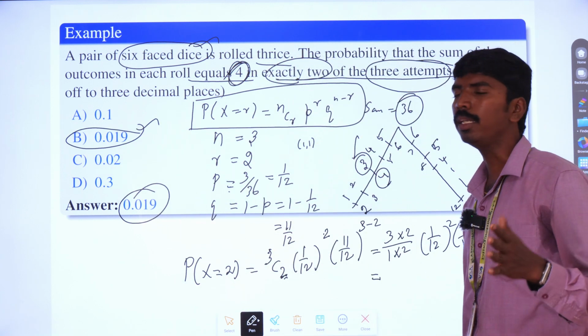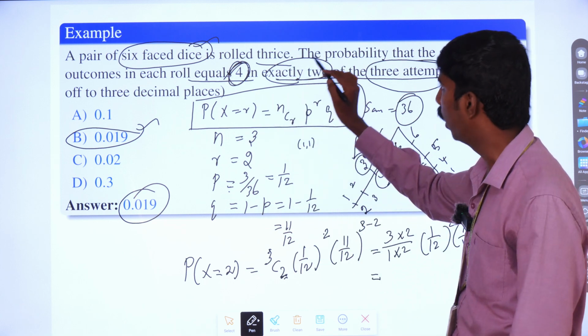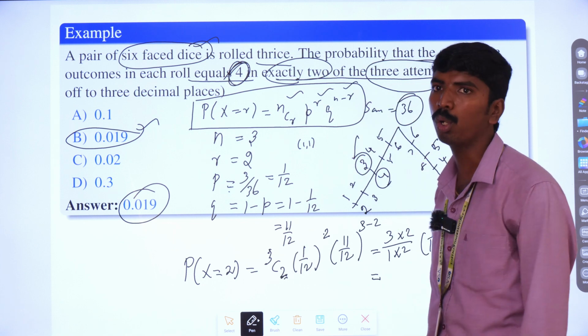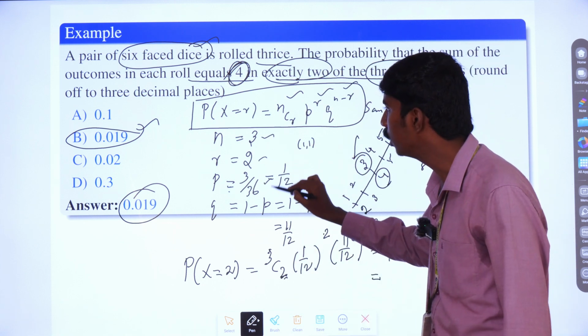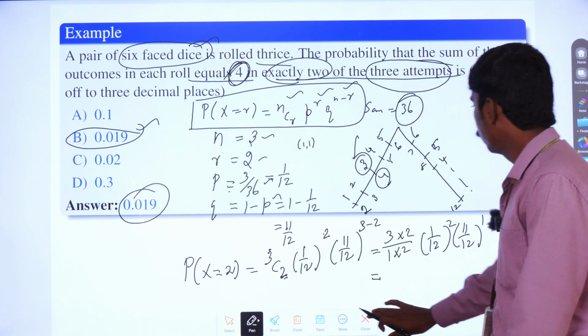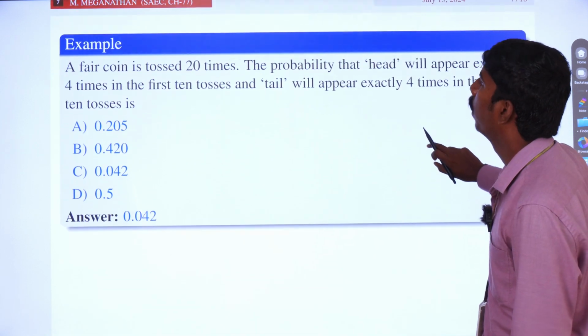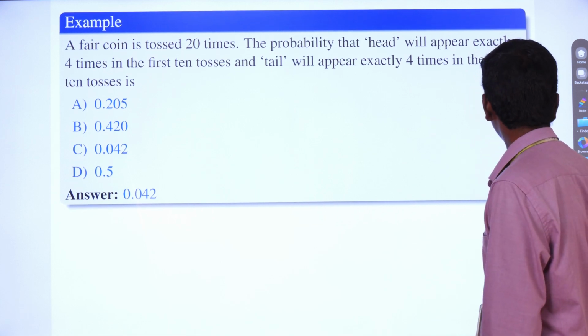So your main aim in every problem is to understand the question, and when I try to use the binomial concept, I need to find out all these 4 data. So let us look at another GATE exam question, which is an interesting one.